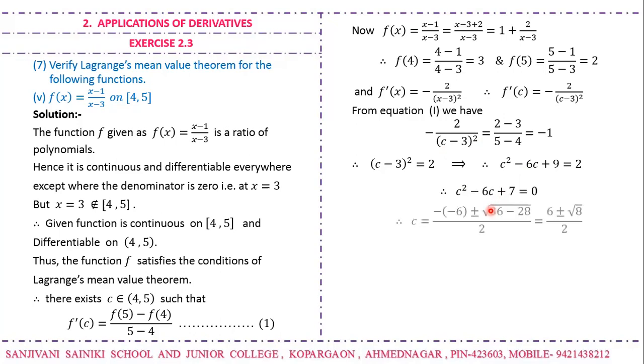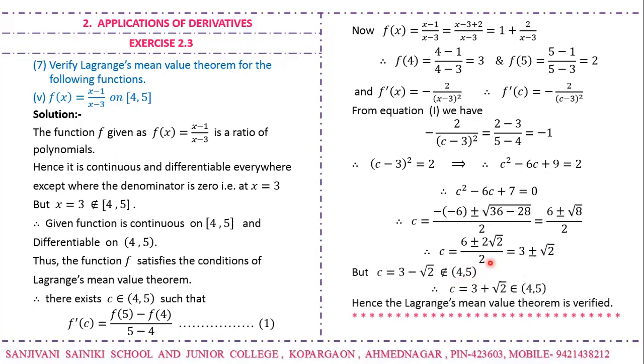You get a quadratic equation in c, whose roots are 3 plus minus root 2. Now if you see, 3 minus root 2 doesn't belong to the open interval 4 to 5, but 3 plus root 2 belongs to the open interval 4 to 5. So this is our required value. c is equal to 3 plus root 2, and we don't require this 3 minus root 2. So by this c, the Lagrange's mean value theorem is satisfied, verified.